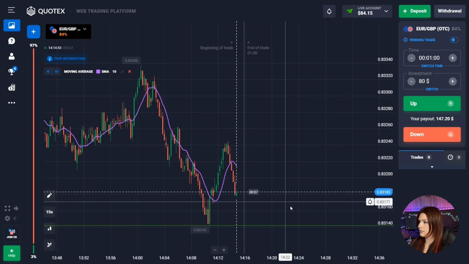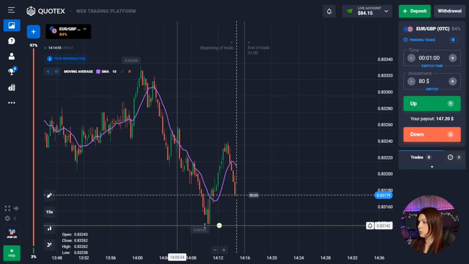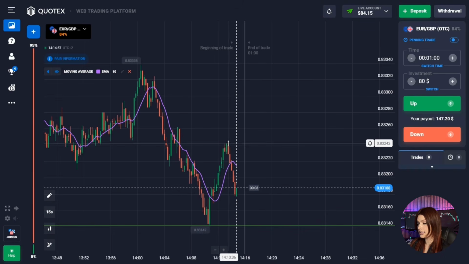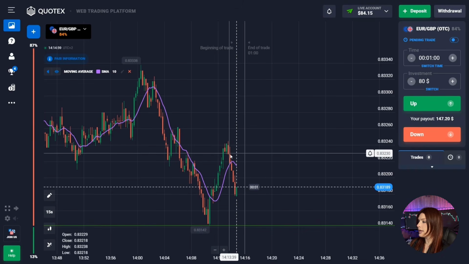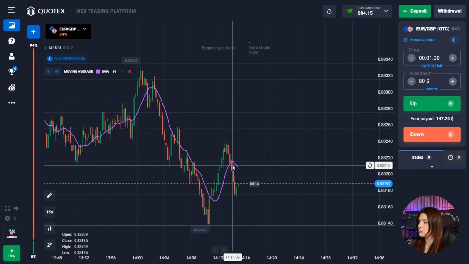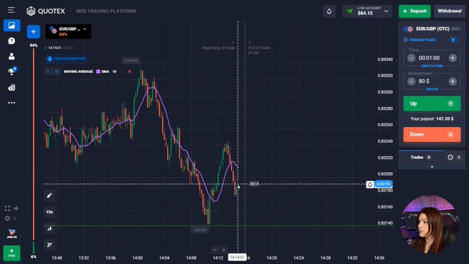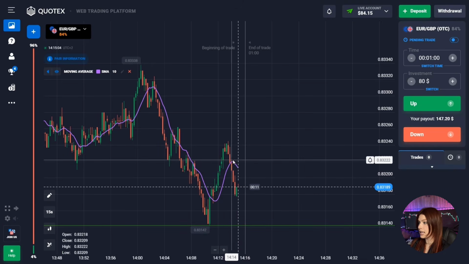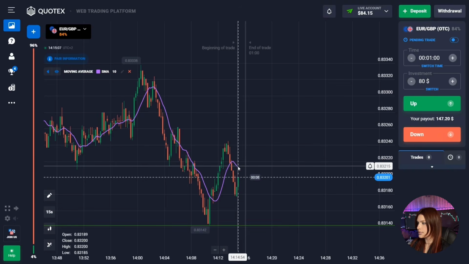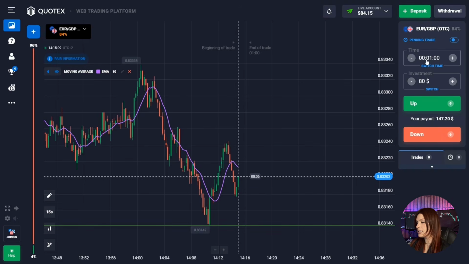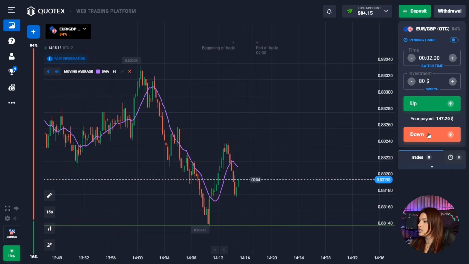We have a support level down here. We also see that at the moment the price is reversed and red candlesticks are forming. At the same time, the price has crossed the moving average from top to bottom and is moving further. Also guys, the moving average itself has turned around and is moving after the price. So in this case, I suggest opening a deal with a margin of 2 minutes for a downtrend.